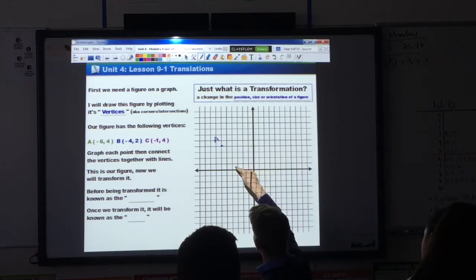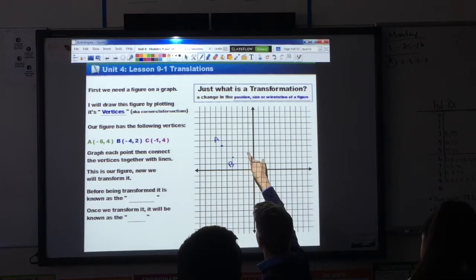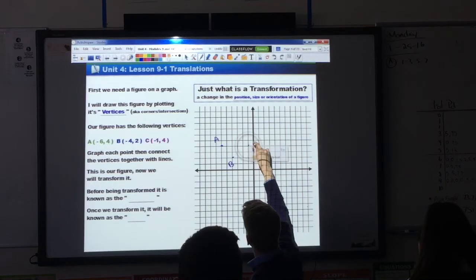1, 2, 3, 4 to the left, up 2. That is negative 4, 2. That's point B. Last but not least, we need point C. Negative 1 on the X, 1, 2, 3, 4 on the Y.